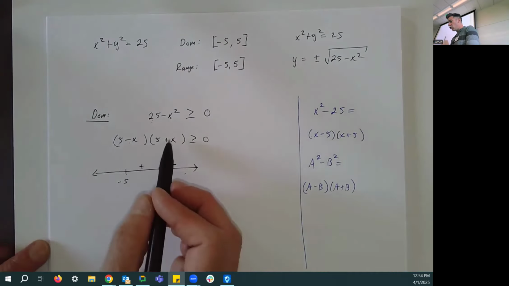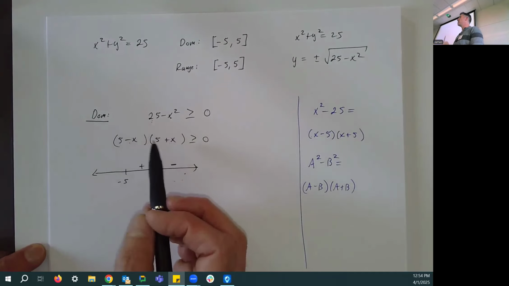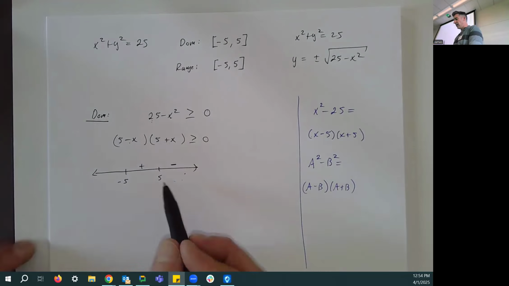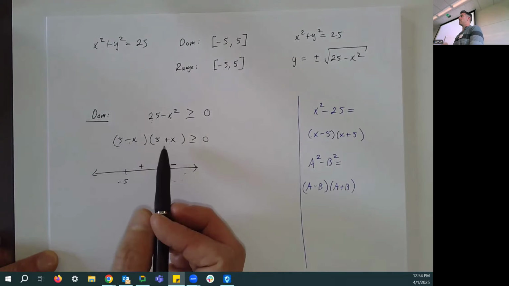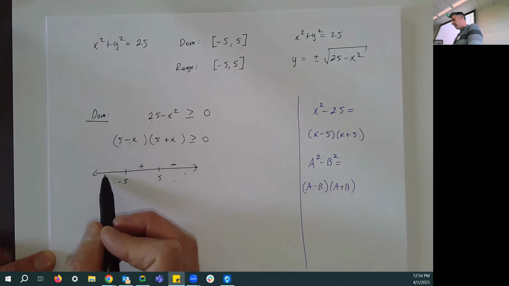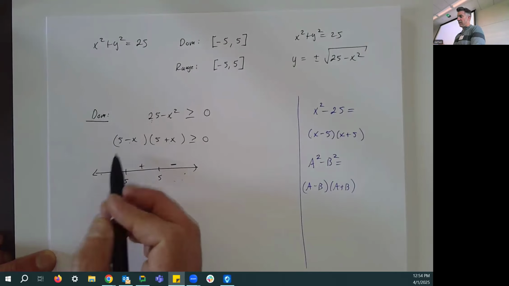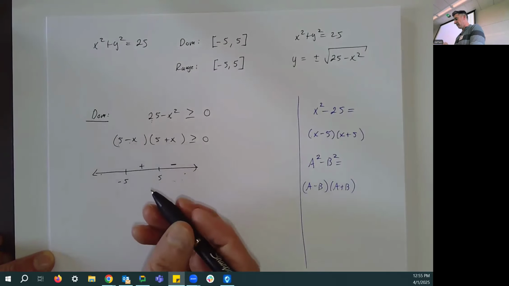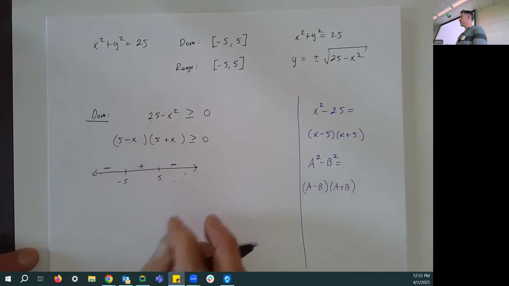Because this quantity can only change signs if it goes through 0. Right? To go from positive to negative, you have to go through 0. And 5 and negative 5 are the only values of x that make this thing equal to 0. And finally, one more time over here, by plugging in something like negative 6, 5 minus negative 6 is positive, 5 plus negative 6 is negative, and the whole thing is negative.